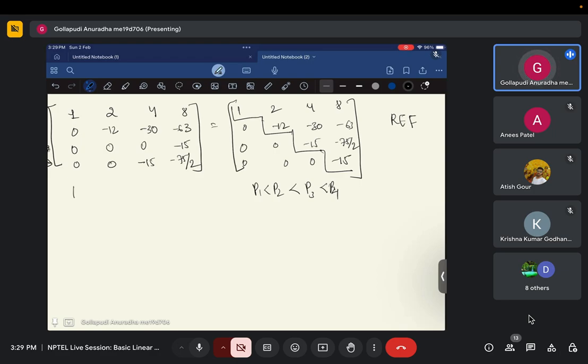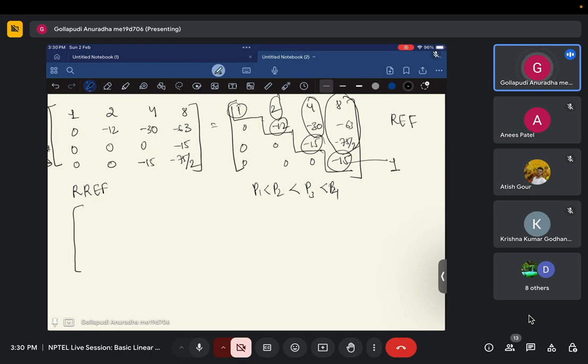To get it into reduced row echelon form, what are we going to do? We'll make all these pivot values as 1. We'll do the elementary row operations to make the pivot values as 1, and the values above the pivot should be 0. We will make elementary operations to make these zeros. Then whatever we get is in the reduced row echelon form.